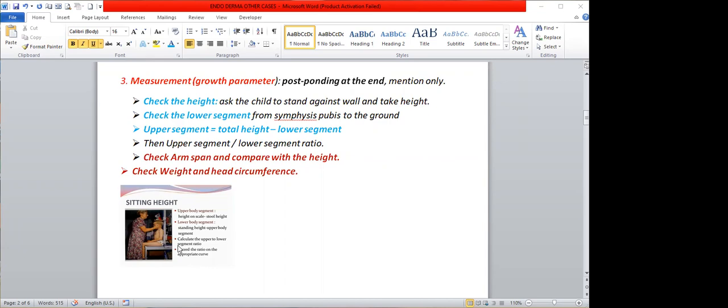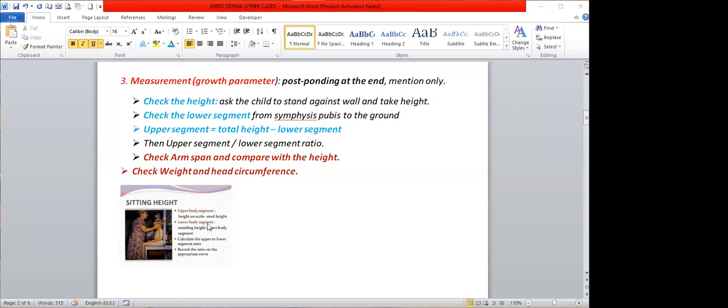So it is always better to take the lower segment and then subtract it from the height. Yes, I'm coming to that point. So that is most easier in the exam, and that's why I have included this picture.